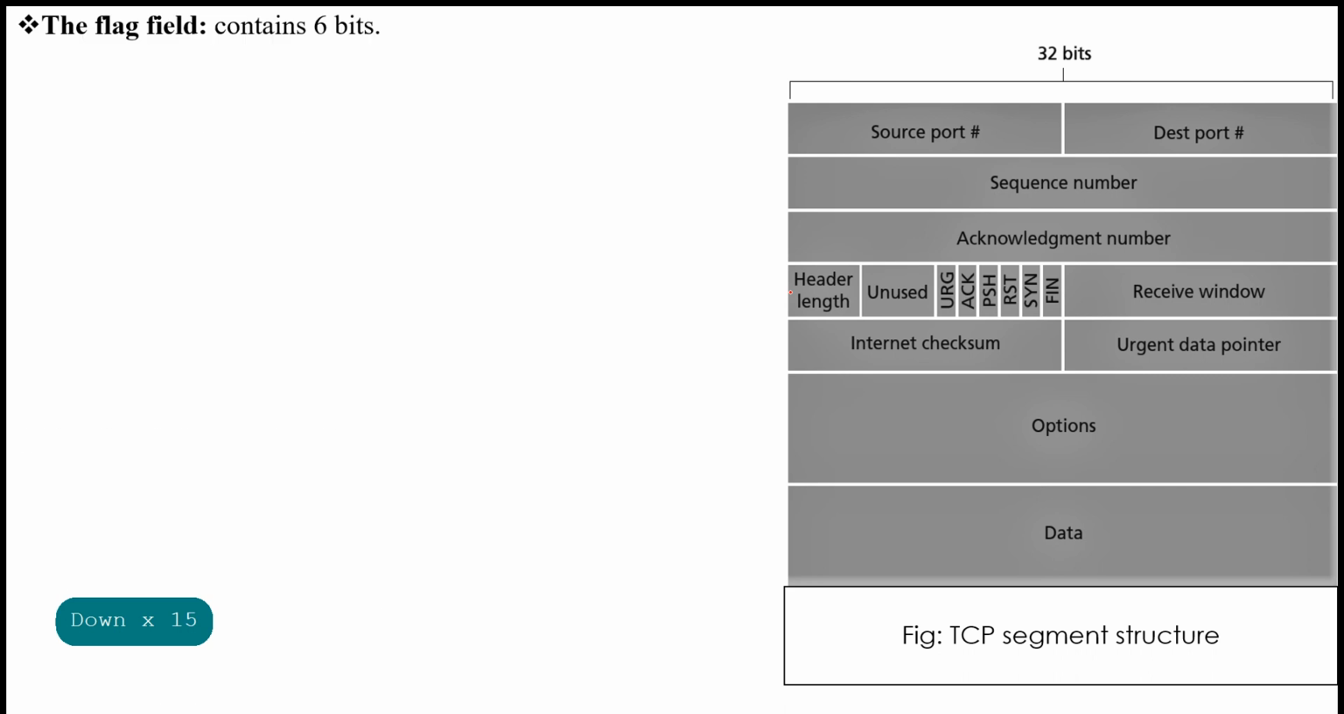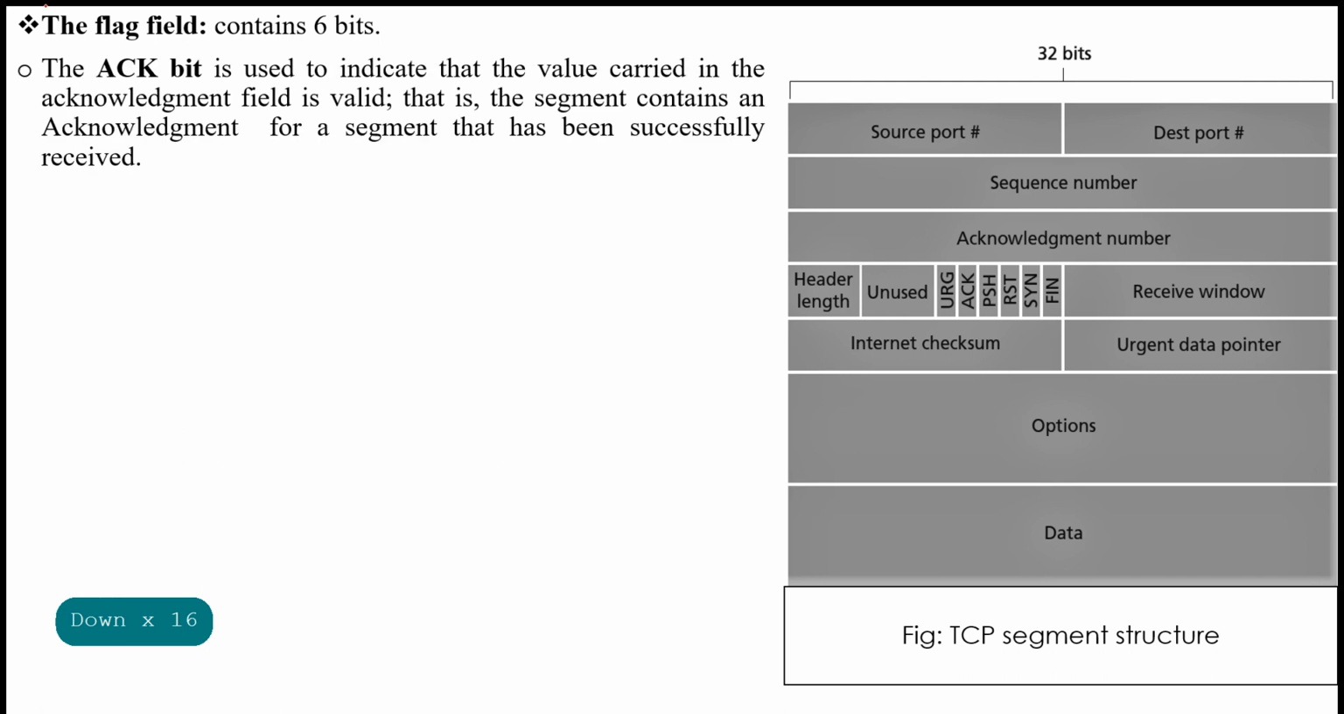The flag field contains a total of 6 bits. Acknowledgement bit, ACK, is used to indicate that the value carried in the acknowledgement field is valid. That is, the segment contains an acknowledgement for a segment that has been successfully received.